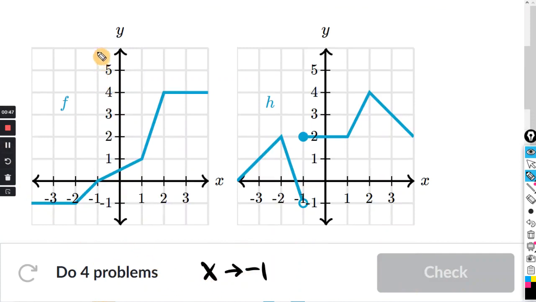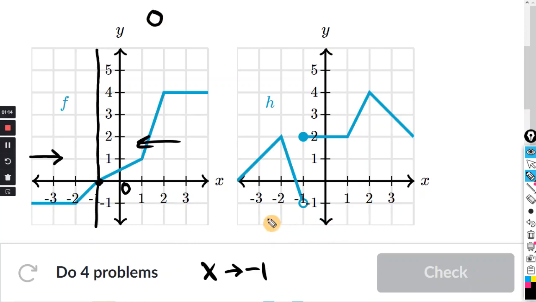So on this graph here, this is x equals -1. From this side here, as we approach -1, the y-coordinate is 0. And then from this side here, as we approach x equals -1, again, y equals 0. So on this one, it's going to be 0.